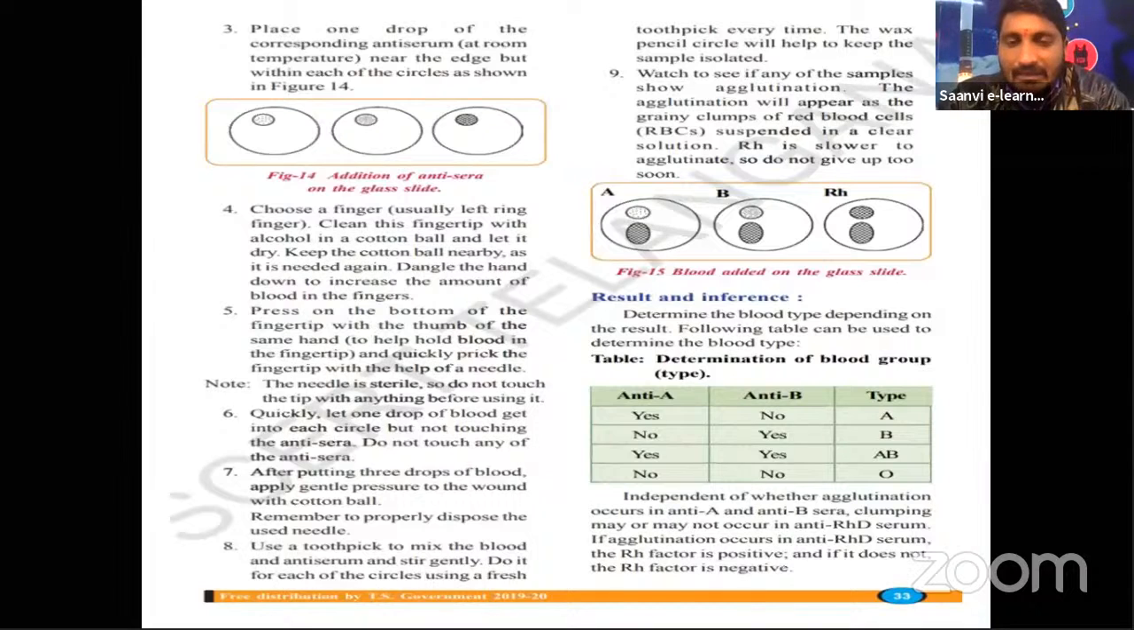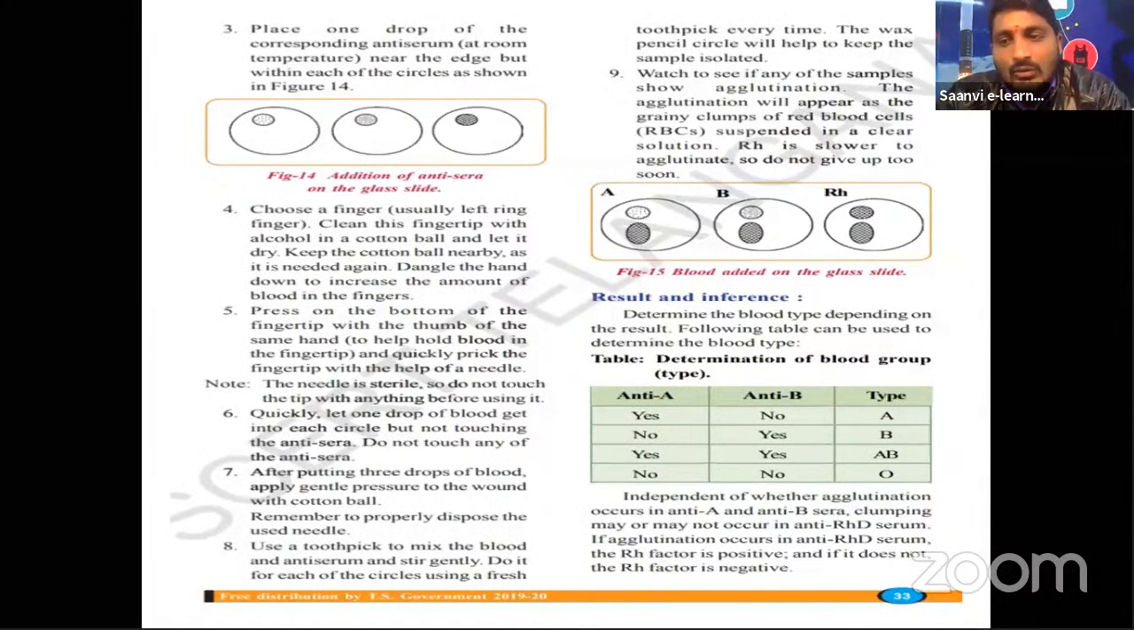If agglutination occurs with anti-A, the blood group is A. If agglutination occurs with anti-B, the blood group is B. If agglutination occurs in both places, the blood group is AB. As you know, AB is a universal recipient. They can take from anybody, because here both anti-A and anti-B show agglutination.